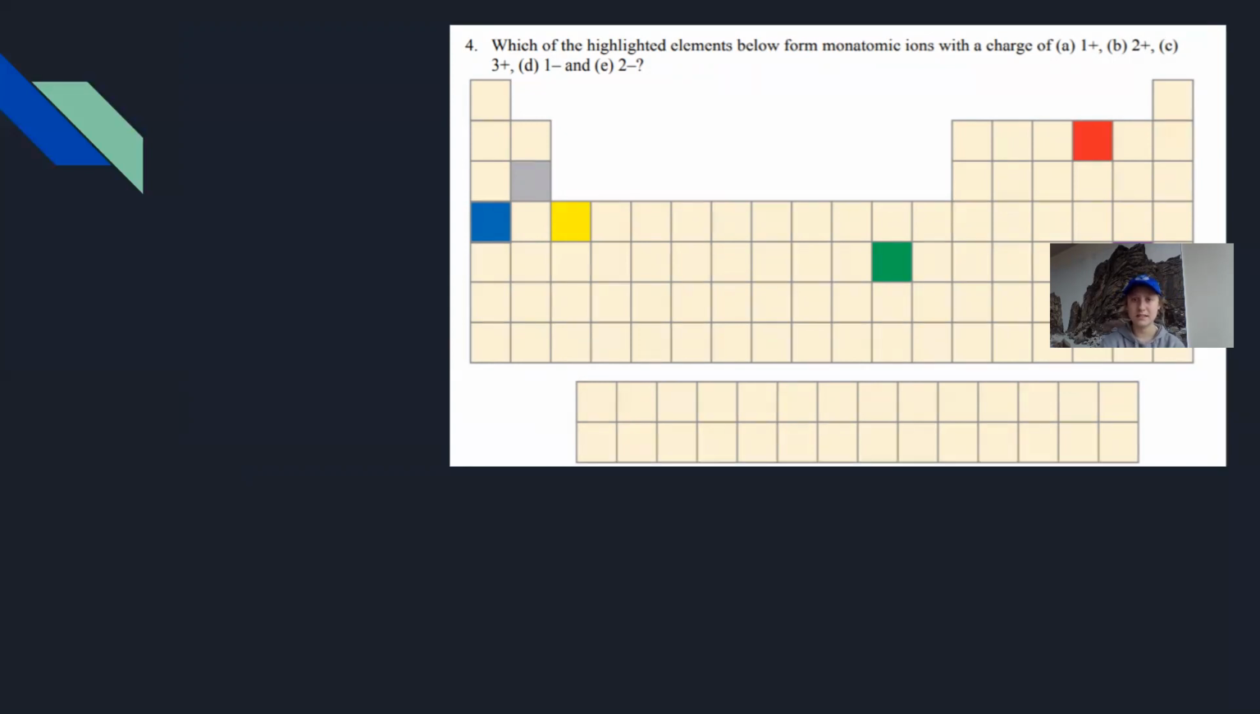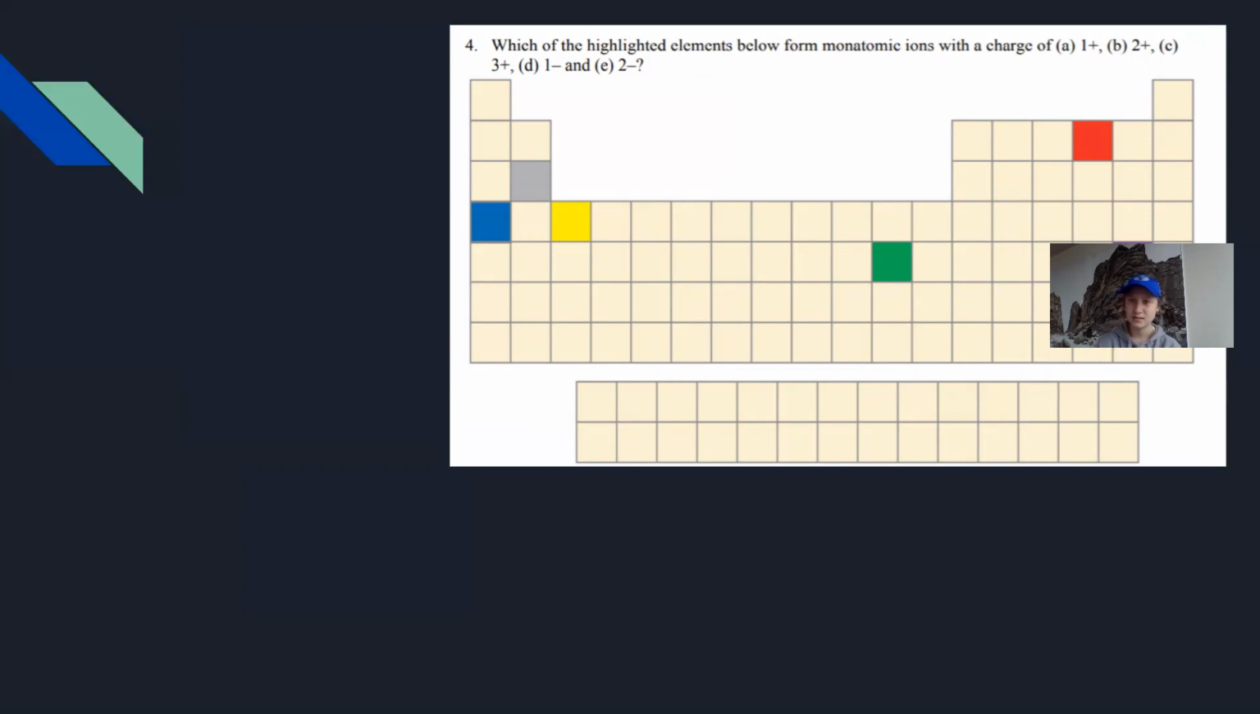The green one is silver, I'm pretty sure. And silver, I just remember transition metals are weird, but silver doesn't change. And I just remember that it's got an 11, and so it's going to be a +1. It's in group 11, and so +1. So that's how I remember it.